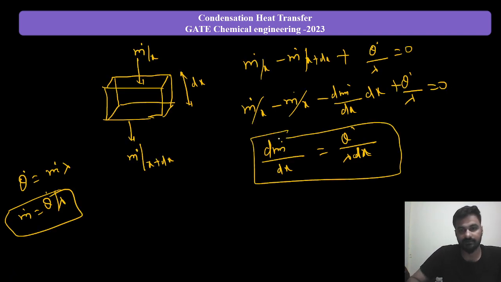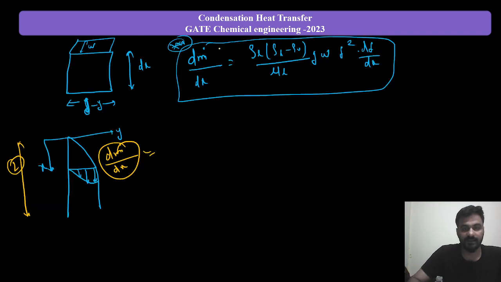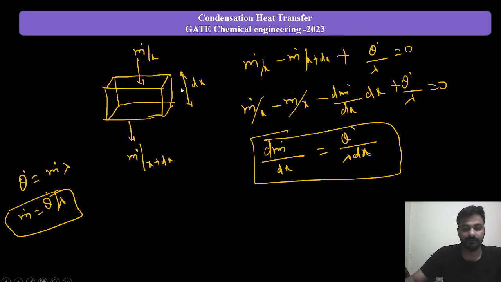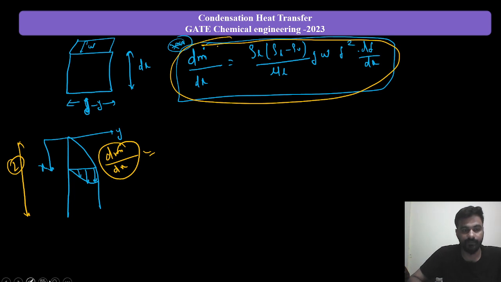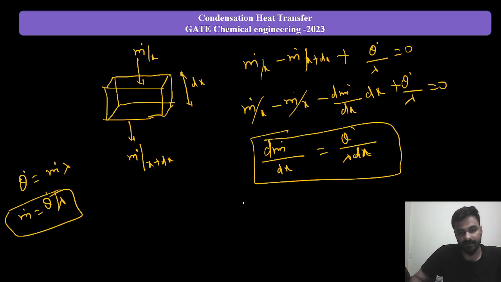dm dot by dx is equal to q dot by lambda dx. So from the previous expression, can I calculate this dm dot by dx? We can write from here that dm dot by dx, this is our formula of dm dot by dx. So we can write here.